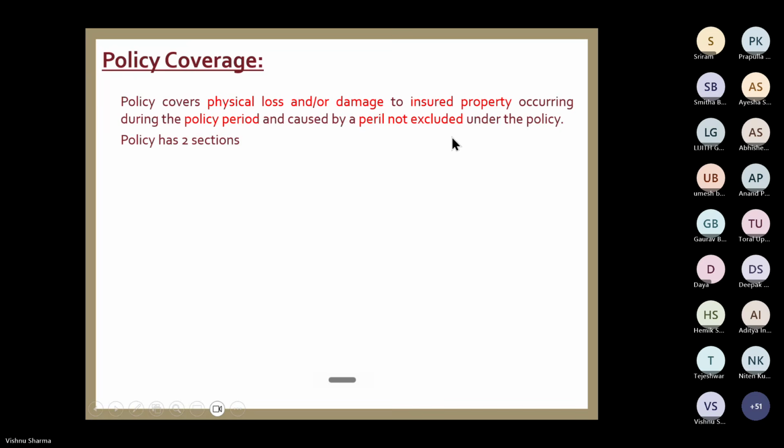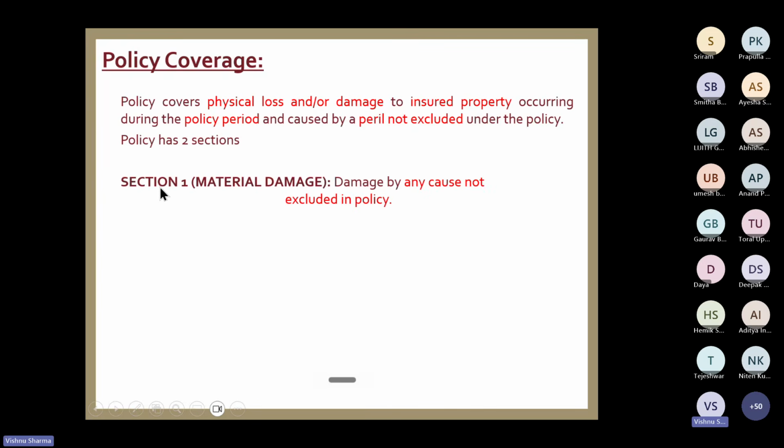Okay. Now it has got two sections. Section 1 is your material damage, and what it covers is damage by any cause not excluded in the policy. So physical loss or damage to the property, by a cause which is not excluded in the policy, is covered under Section 1 of the erection all risk policy. That is the material damage section.